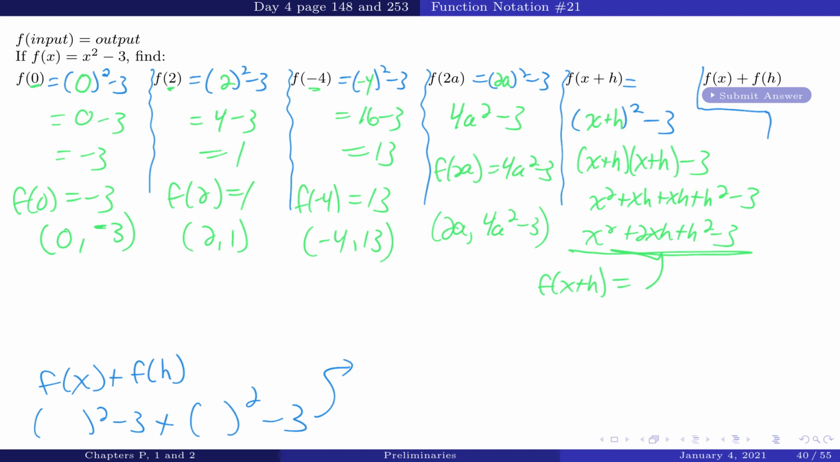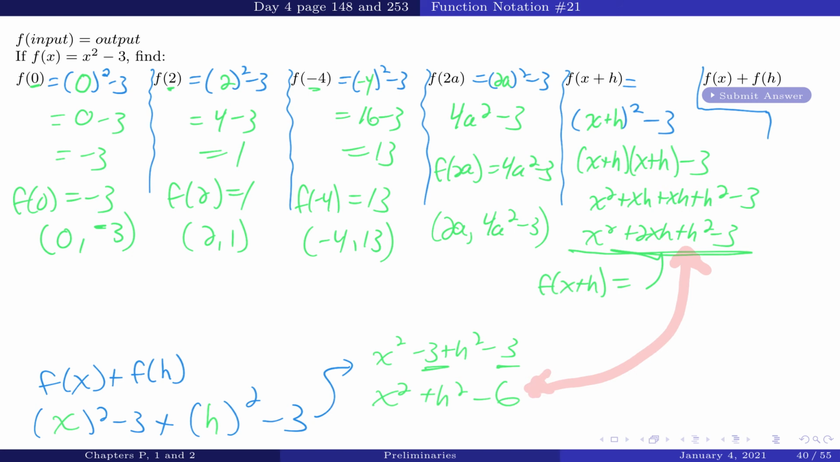And then for the last one, we want to know what f of x plus f of h is. So I did that down here where there's a little bit more room. If I substitute in x, I get x squared minus 3. If I take f and substitute in h, I get h squared minus 3. Combine those together, I get x squared minus 3 plus h squared minus 3. These two things are like terms: x squared plus h squared minus 6. And what I want you to notice is that these two answers are not the same.